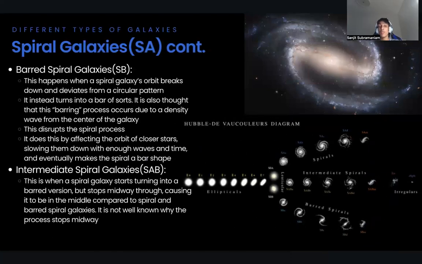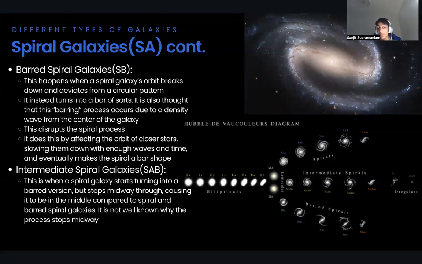First up, we have barred spiral galaxies. These galaxies are created when a spiral galaxy's orbit breaks down and deviates from a circular pattern, and instead turns into a bar of sorts. It is also thought that this barring process occurs due to a density wave from the center of the galaxy, as was previously mentioned, and this disrupts the spiral process. It does this by affecting the orbit of closer stars, slowing them down, and with enough waves and time, eventually makes the spiral into a bar shape.